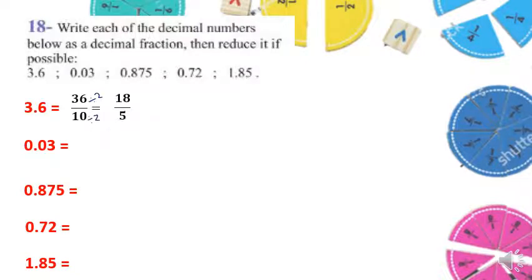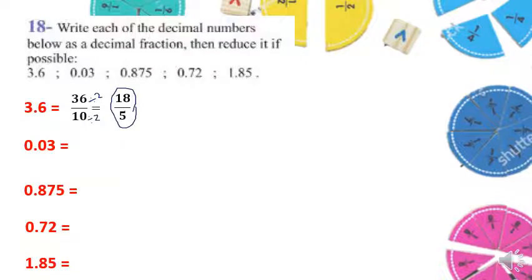Now let's look again on 18 over 5. Can we simplify more this fraction? No, because 18 and 5, they don't have a common divisor other than 1. So this is the simplest form of this fraction.